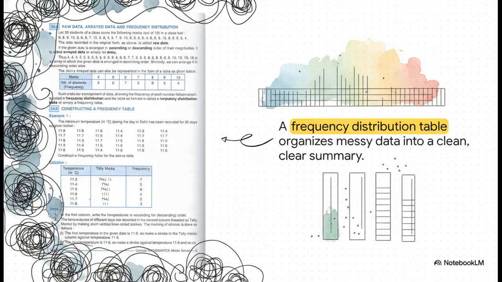And voila! This is what you get, a frequency distribution table. Just look how clean that is. You can see the exact temperature on the left, and on the right, the frequency, which is exactly how many days that temperature was recorded. All that messy data is now perfectly organized and easy to read.